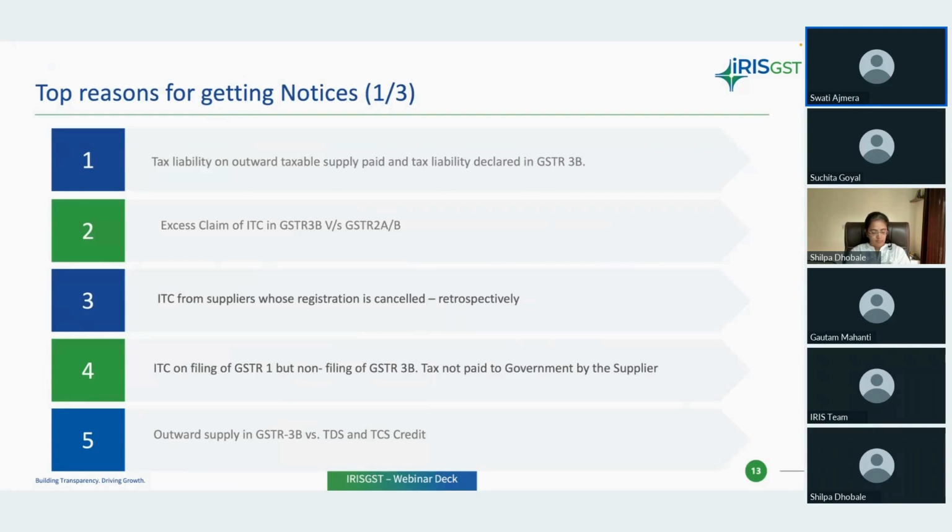Once you get this notice from the department, you should also check the period for which you are receiving it. Was 2B available at that time, and what were the provisions for 2A, like whether provisional ITC of 5%, 10%, 20% was available at that time. So you have to be ready. You have to track all the changes made by GST from time to time.